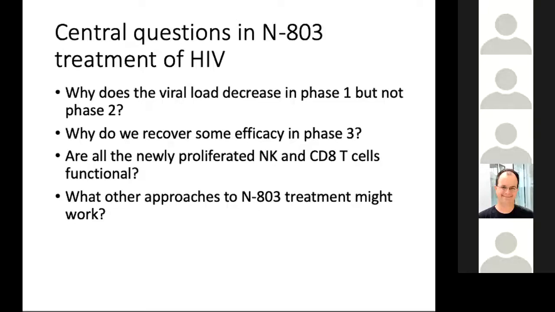And then finally, if we see a transient response in this data set, can we design a different regimen where we can maybe get more persistent responses in the viral load?